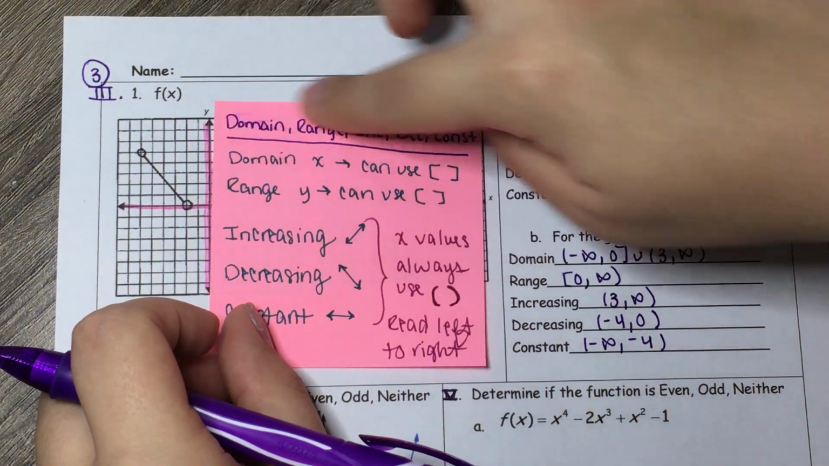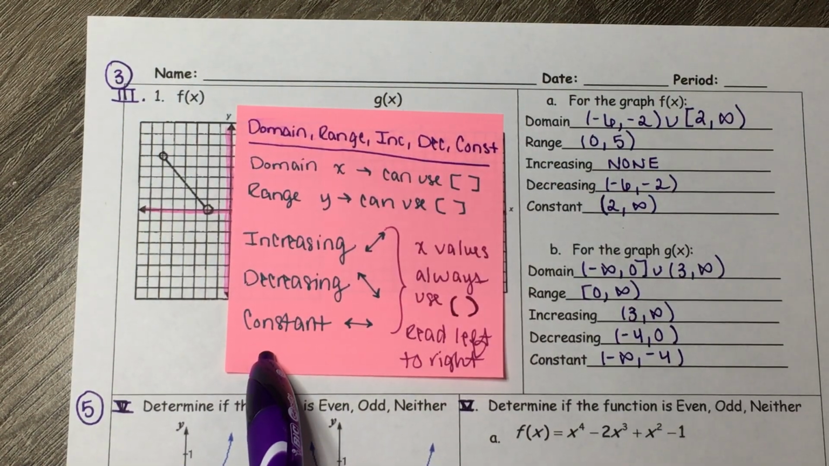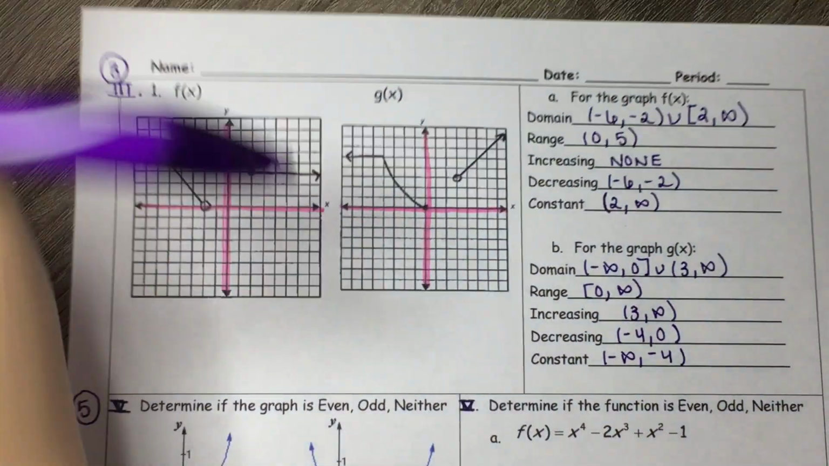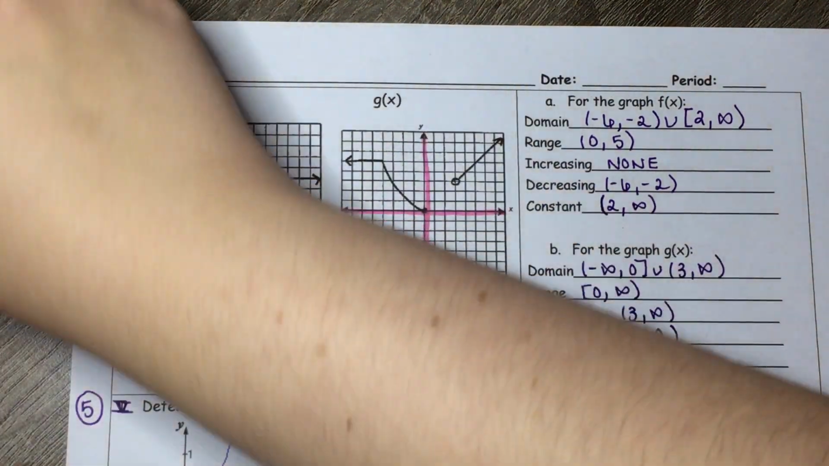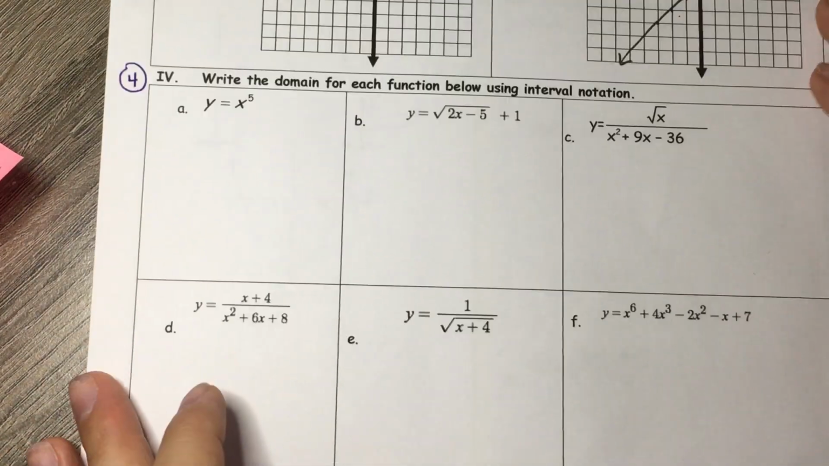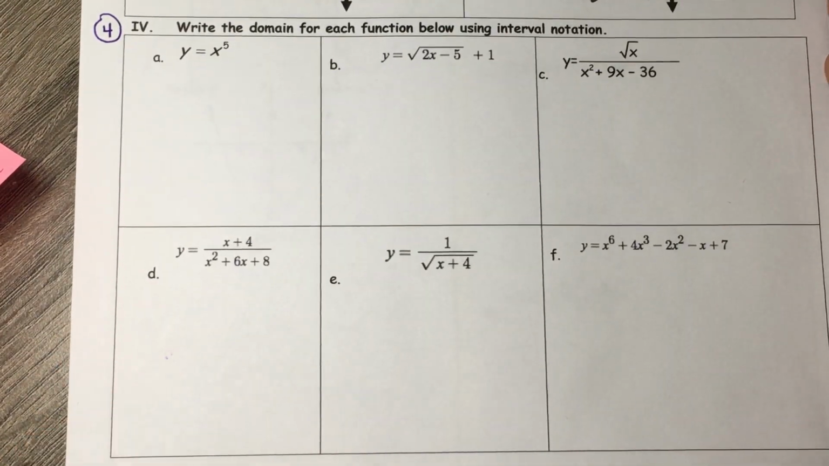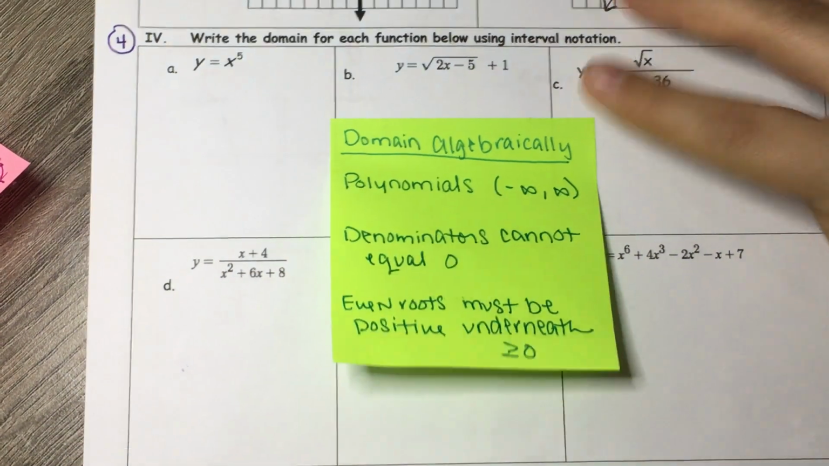If you want, pause the video, make sure you have these notes from the sticky note for our domain, range, increasing, decreasing, and constant. All right, after we did domain, range, increasing, decreasing, and constant, the next thing that we did was domain algebraically. And with domain algebraically, we really only had 3 quote unquote rules, and that was for polynomials, which was always from -infinity to +infinity.